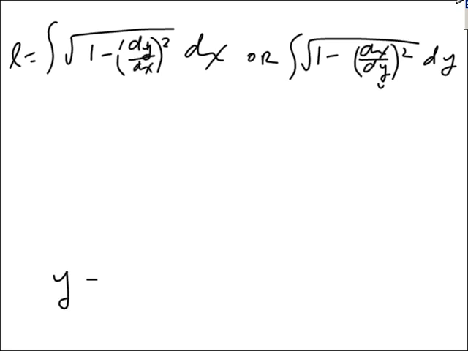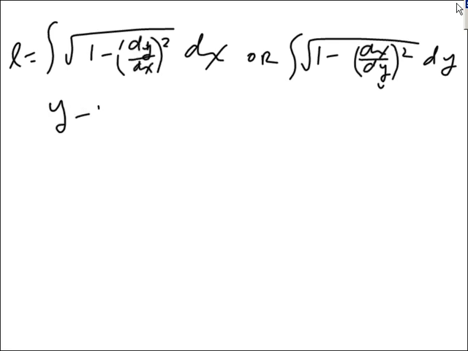Like if it's y and it's a function of x, then it's easy to find dy dx. But if you can solve for x in terms of y, why not do dx dy? Okay, and that's what's going to come up right now.